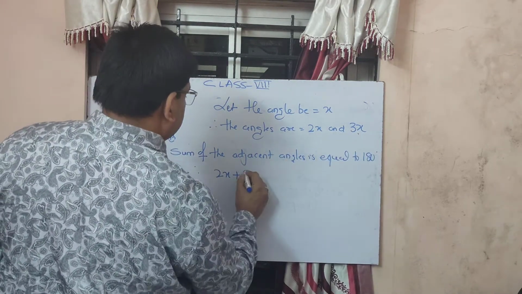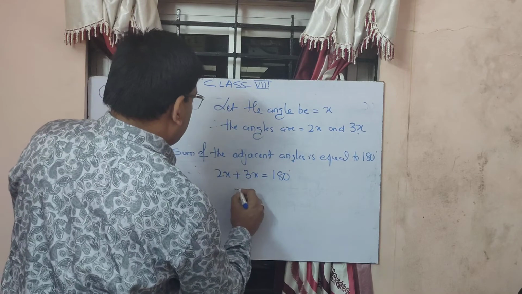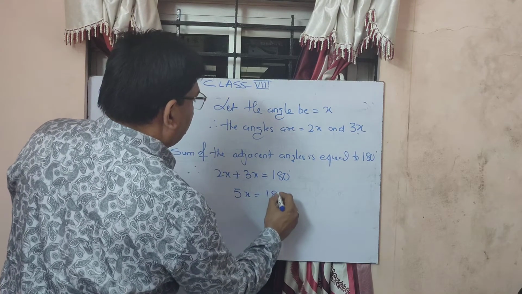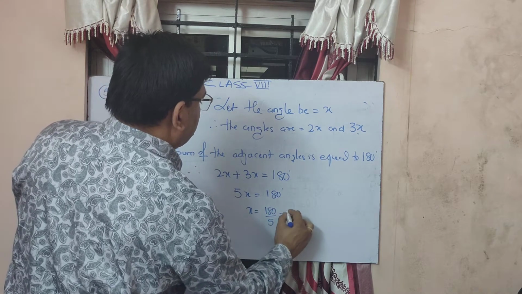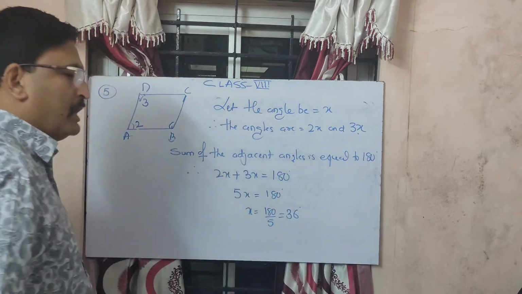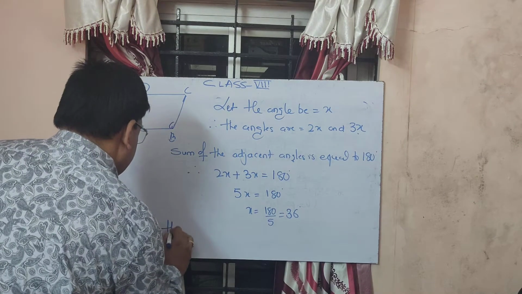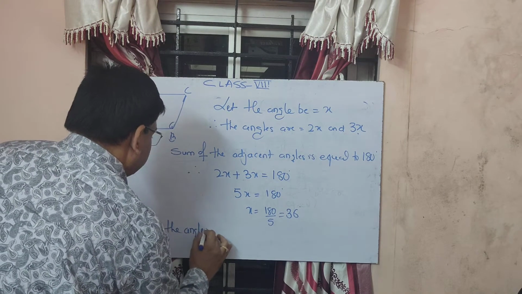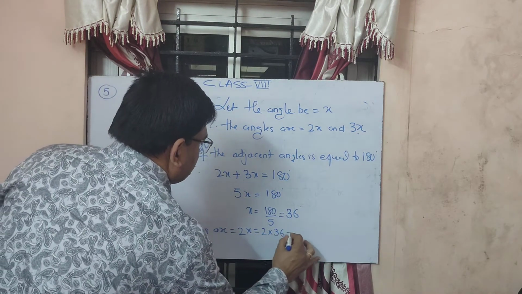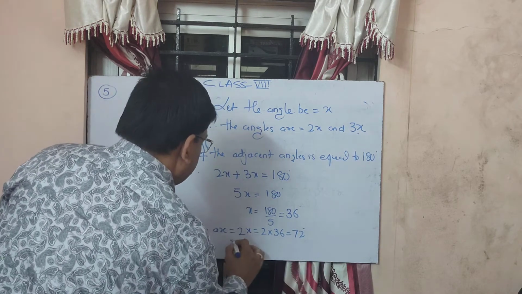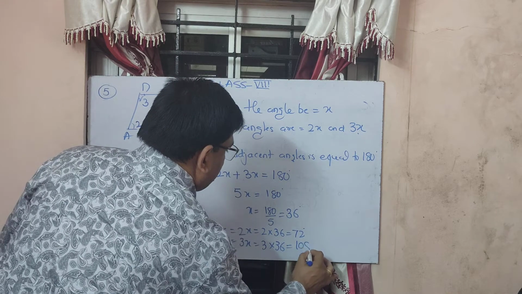So 2x plus 3x equal to 180. 2x plus 3x is how much? 5x. 5x equal to 180. So what is x equal to? 180 divided by 5, that is 36. Now we got x equal to 36. Therefore, the angles are 2x, 2 into 36, that is equal to 72. And the next one is 3x, 3 into 36, that is equal to 108.